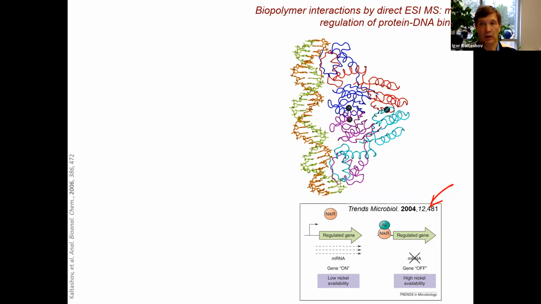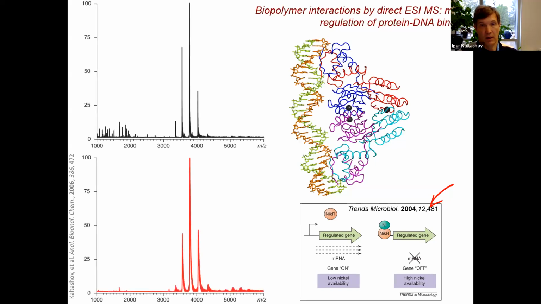So is it something that mass spectrometry can help us look at? It turns out the answer is yes. And I am trying to illustrate it here using this slide. So the diagram at the top, the black trace shows the tetramer of NikR in the absence of nickel. And the red trace shows the same tetramer, but this spectrum was acquired in the presence of nickel.